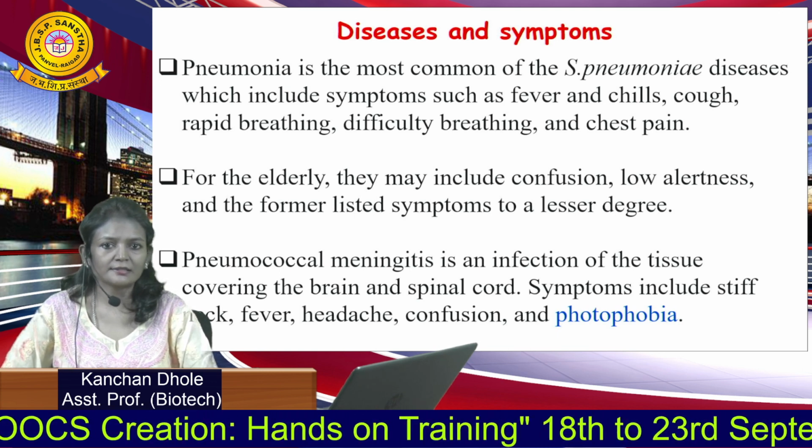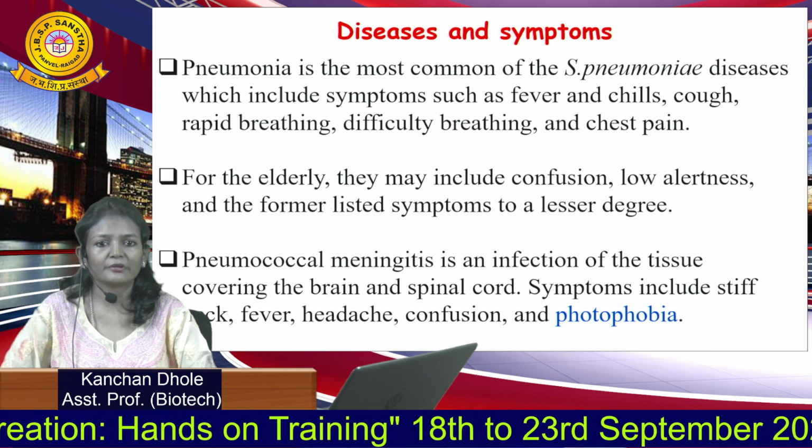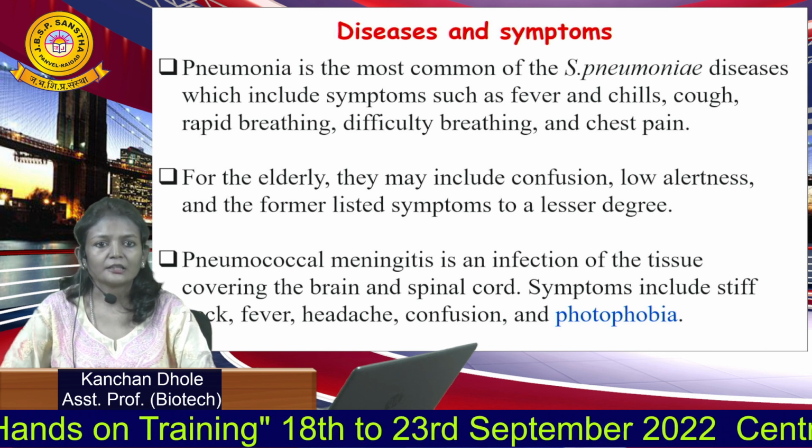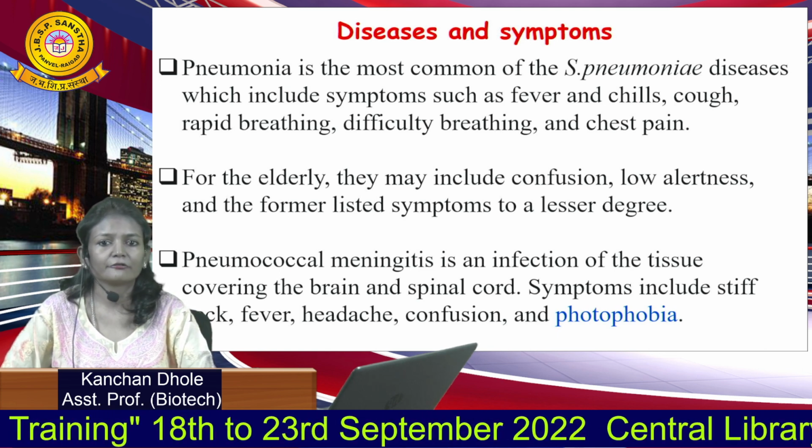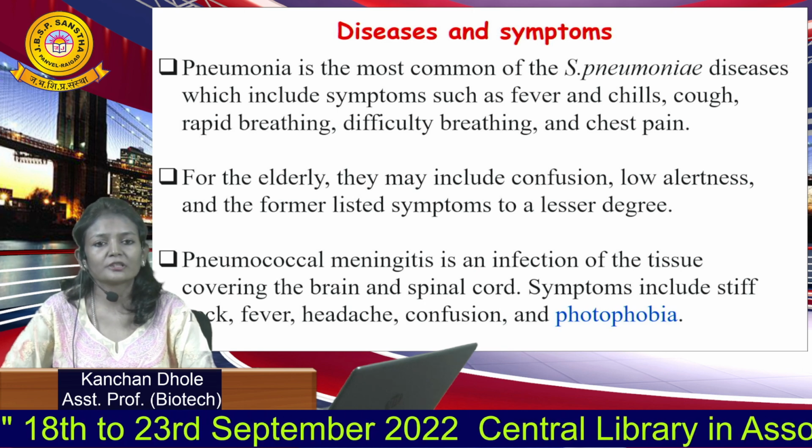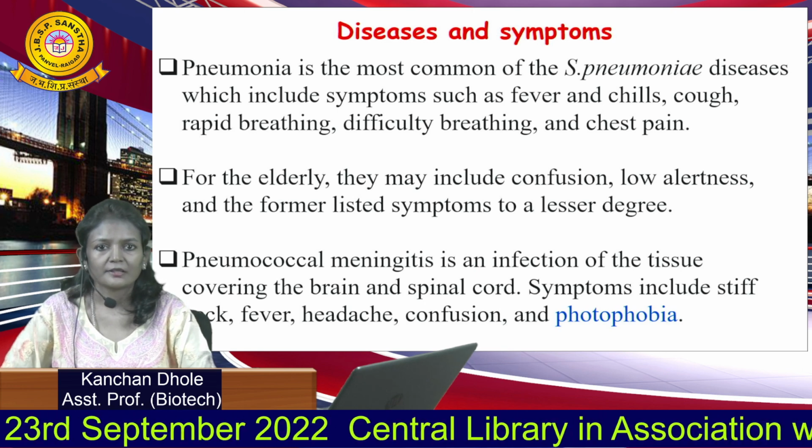Pneumococcal meningitis is an infection of the tissue covering the brain and the spinal cord. Symptoms include stiff neck, fever, headache, confusion and photophobia.